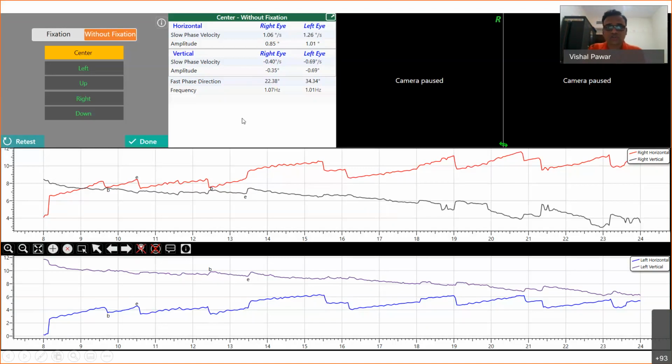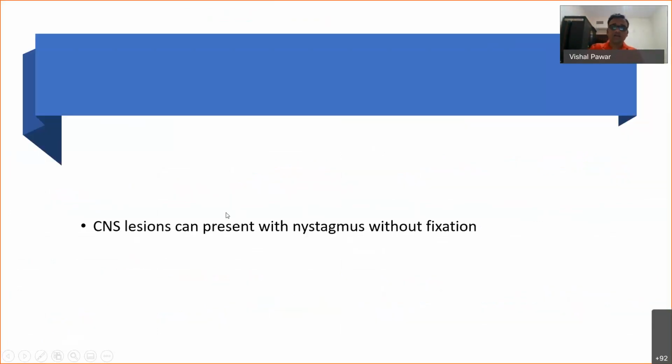And then there is a fast phase. So without fixation, this patient had left beating nystagmus. This is beating towards the left side because the fast phase is towards the left side, and the patient had an additional upbeating component. You can see there is an upbeating component of nystagmus also, but in the horizontal nystagmus, on the slow phase there are these saccadic intrusions. So there are two things to learn from this patient.